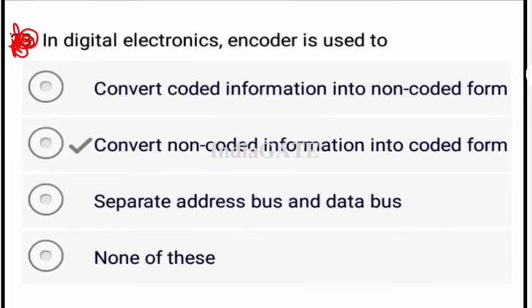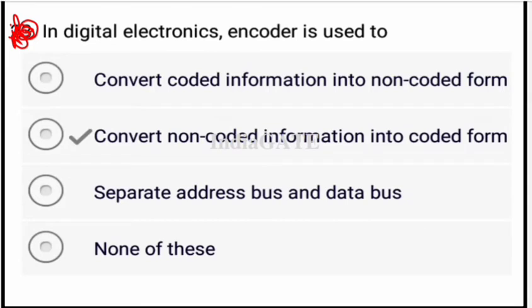In a digital electronics encoder is used to. So their correct answer for this question is convert non-coded information into the coded form. So it is your correct answer. Okay, now come to the next question.